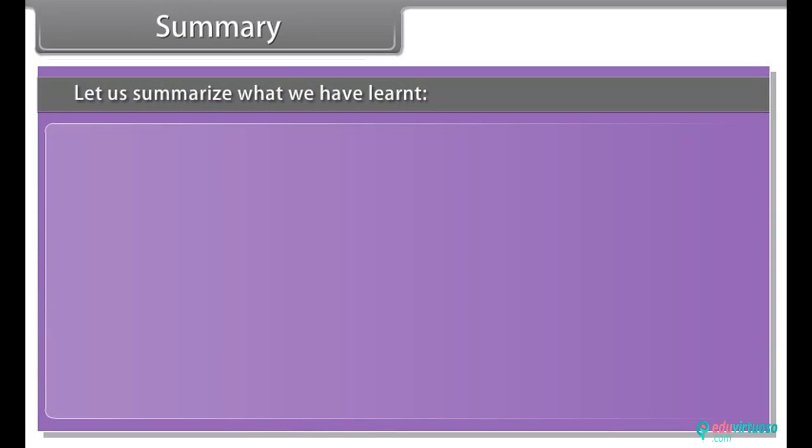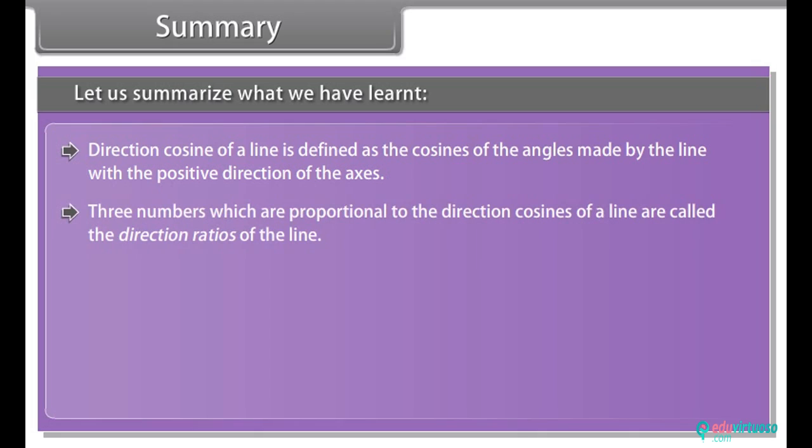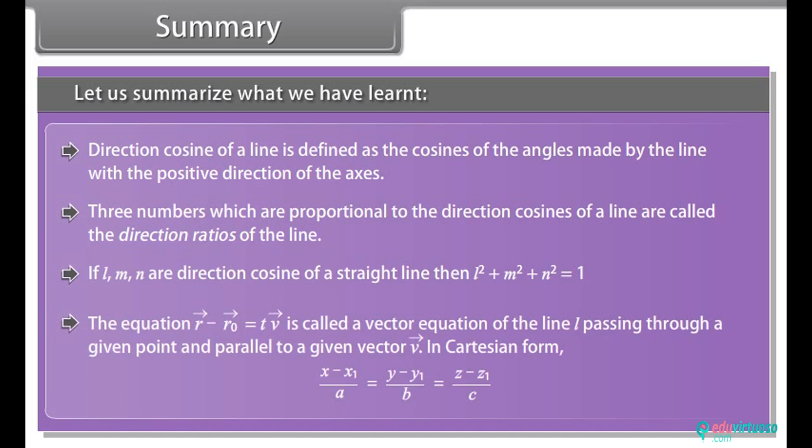Summary. Let us summarize what we have learned. Direction cosine of a line is defined as the cosines of the angles made by the line with the positive direction of the axes. Three numbers which are proportional to the direction cosines of a line are called the direction ratios of the line. If l, m, n are direction cosines of a straight line, then the equation is called a vector equation of the line L passing through a given point and parallel to a given vector V.